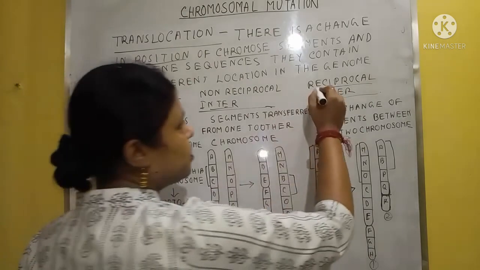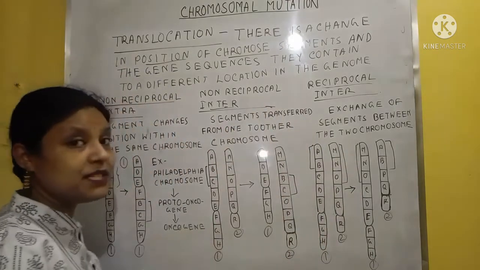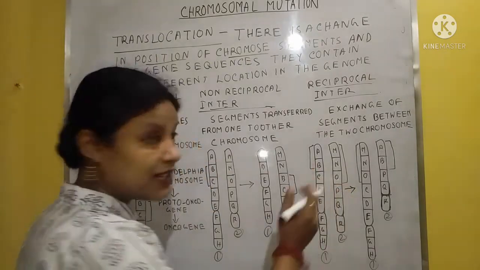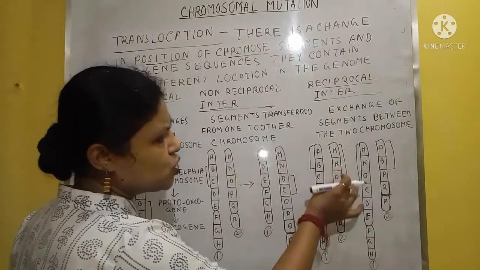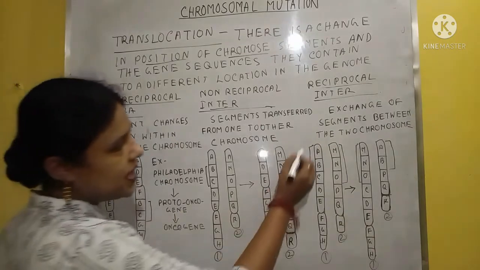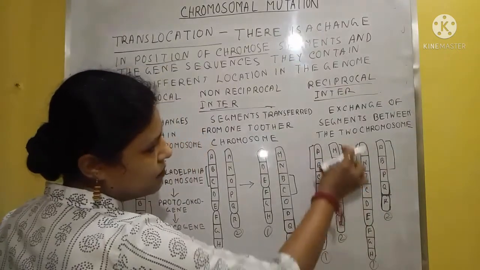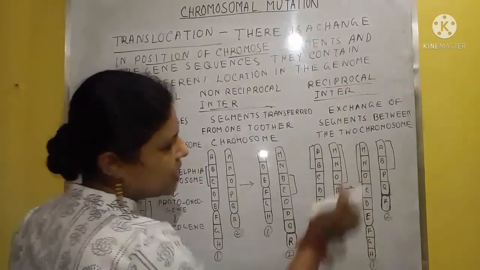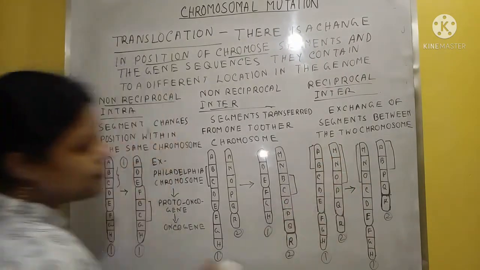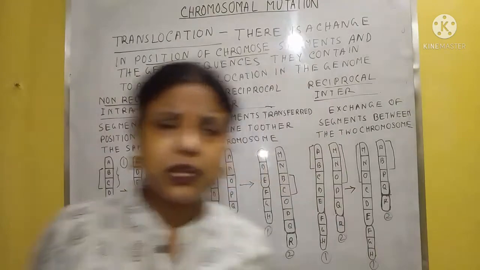In case of reciprocal translocation, here the exchange of the segment is possible between the two chromosomes. That means one chromosome exchanges its segments to the second one, and the second one also transfers its segments to the first one. Clear? You see here AB transfers to the second one, MN position. And NO, these are the segments of the second chromosome that transfer to the previous one. So the translocation means the position of the segments changes its places.